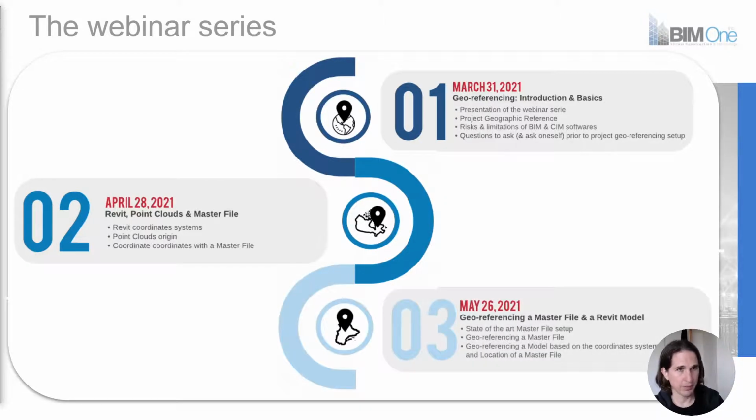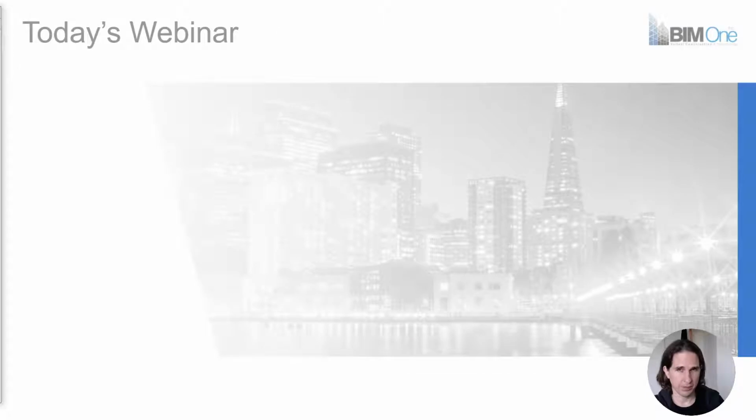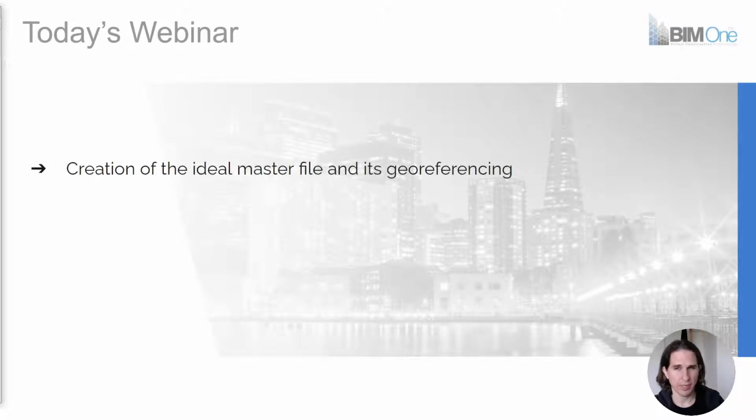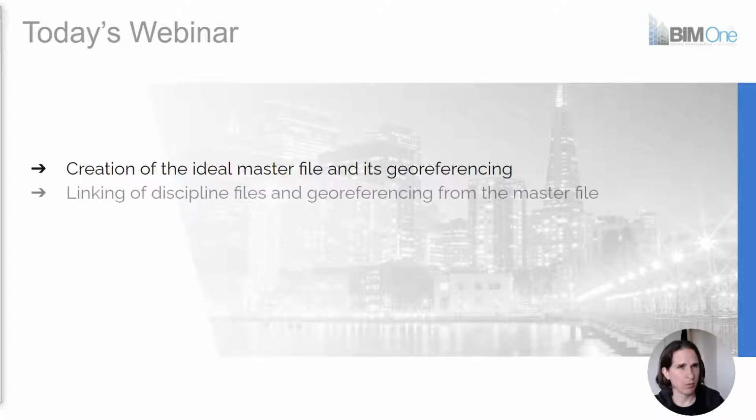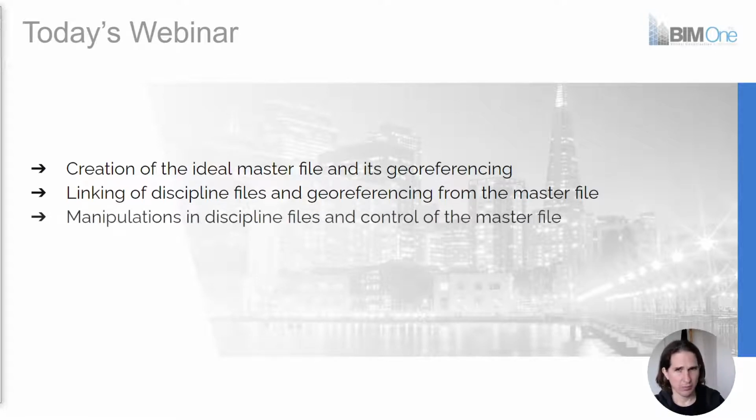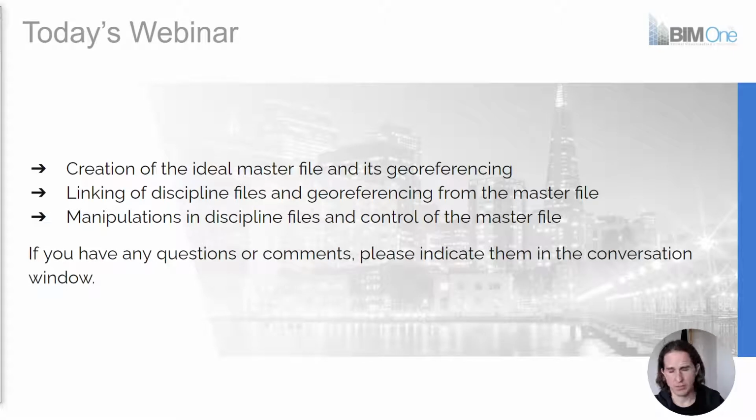And today we'll put this knowledge into practice a bit more and dissect the process of setting up geo-referencing in the rules of the art. So we'll go through this today by discussing the creation of the ideal master file and its geo-referencing. Also, we'll be linking all the discipline files and geo-referencing them from the master file. And then we'll do some manipulation in each discipline file to try to control what's happening in the master file from there. If you have any question or comment, please indicate them in the conversation window and we'll just get through it.